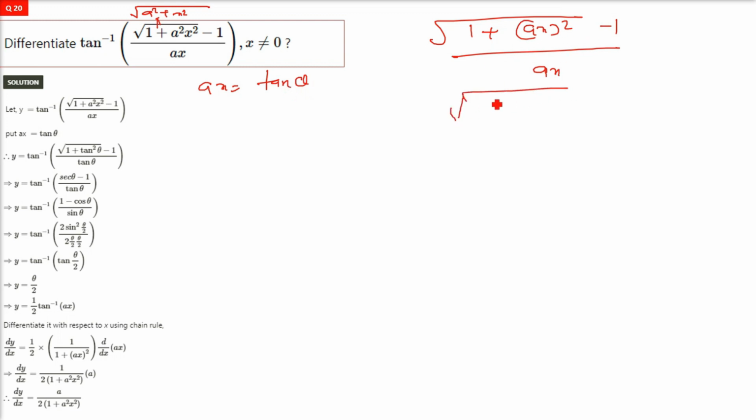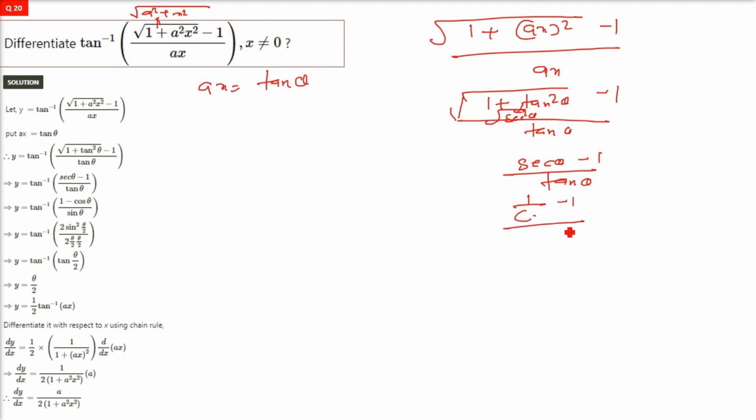What you'll get inside is under root 1 plus tan square theta, minus 1, divided by tan theta. 1 plus tan square theta is what? Sec square theta. Sec square theta is 1 plus tan square theta. So it is actually under root sec square theta, which will be sec theta only. So sec theta will come out: sec theta minus 1 by tan theta. Write it as 1 by cos minus 1, divided by sin by cos for tan. So this will become 1 minus cos theta divided by cos theta, divided by sin by cos. Cos cos gets cancelled. So 1 minus cos theta by sin theta.